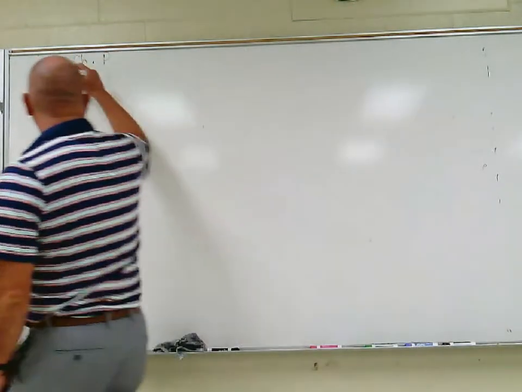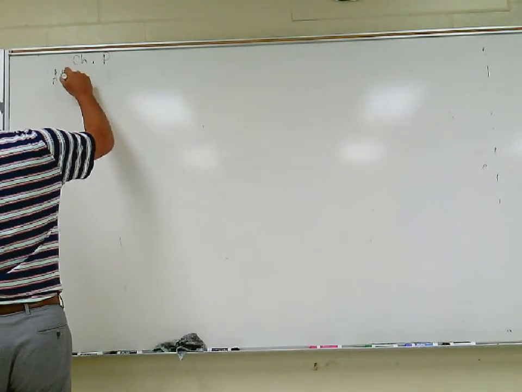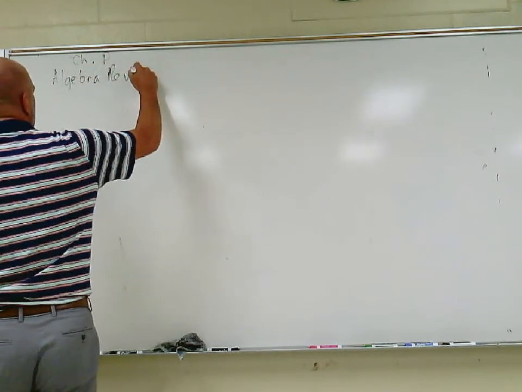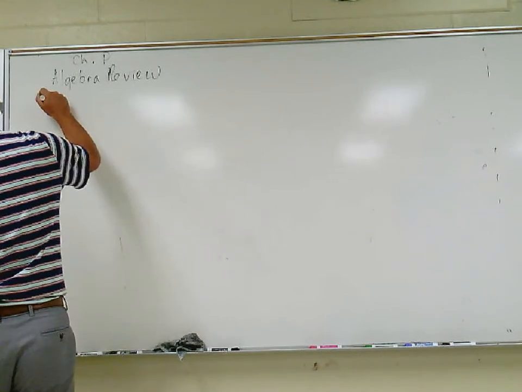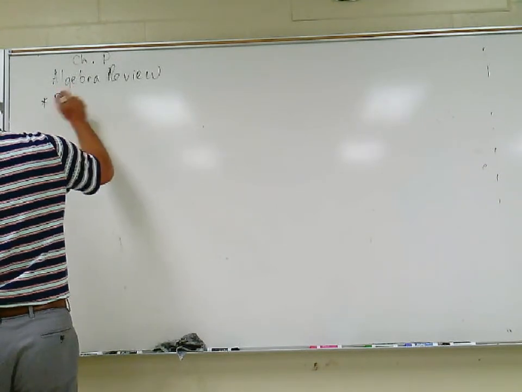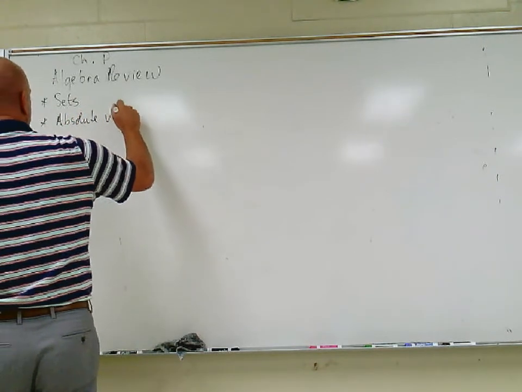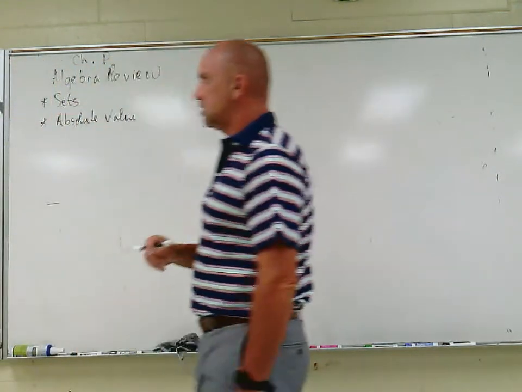So instead of going through each section, because there are 9 sections in chapter P, which is basically your whole algebra course again, we're just going to do the review, and then we'll hit some topics. So the topic for today is algebra review. As we go through, you'll see in the first couple, we're going to look at sets and absolute value. We'll get started with these two.